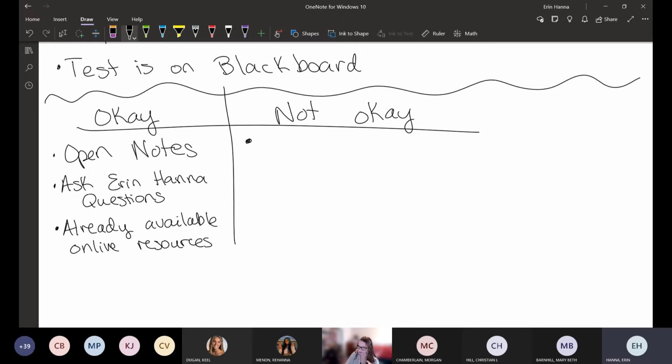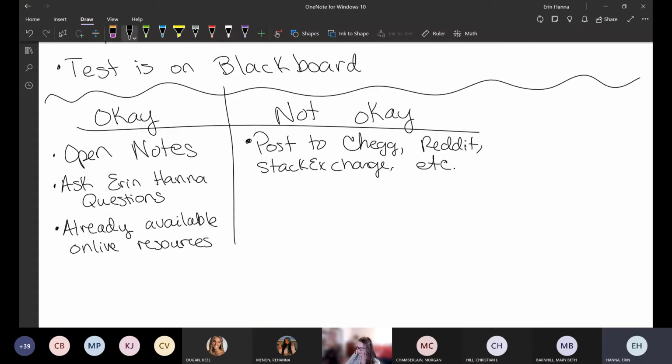What I mean by that is that you can't do things like Chegg, Reddit. You can't post to Chegg, Reddit, Stack Exchange, etc. to receive answers, because that's considered having someone do the question for you, and that's just not okay. So you can't post the questions to Chegg, Reddit, and so on.